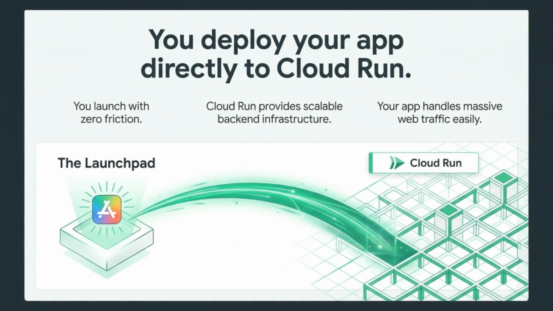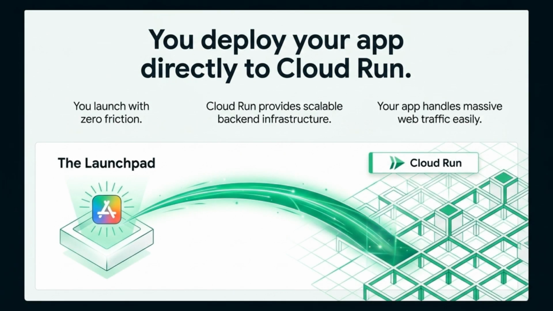In Phase 3, you deploy your app directly to Cloud Run with zero friction. Cloud Run provides scalable backend infrastructure, allowing your app to handle massive web traffic easily.